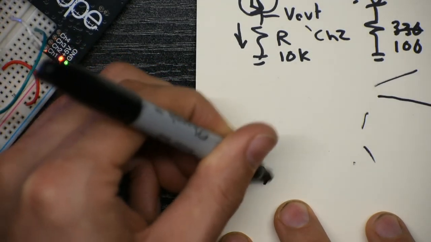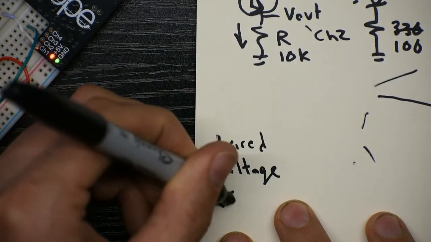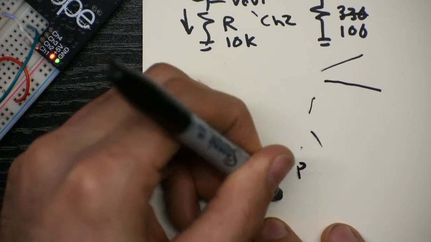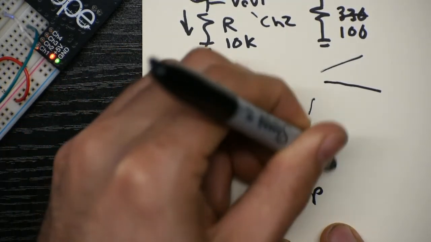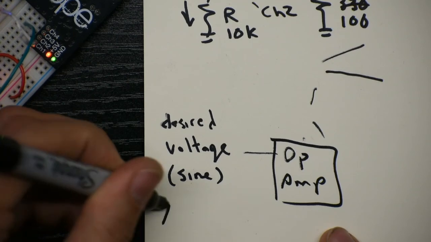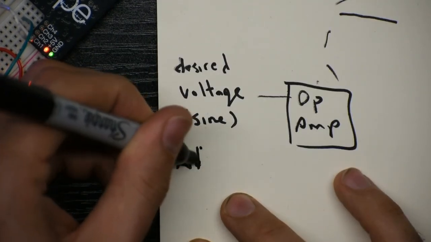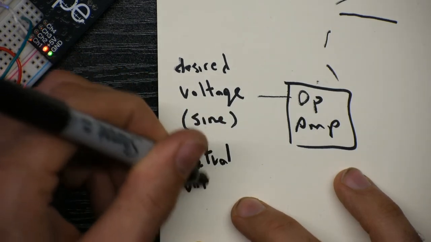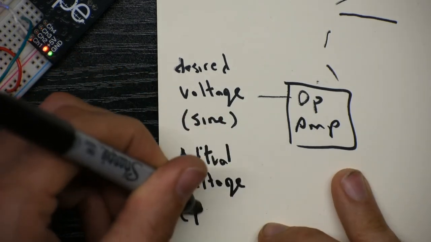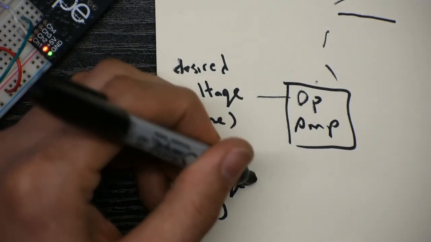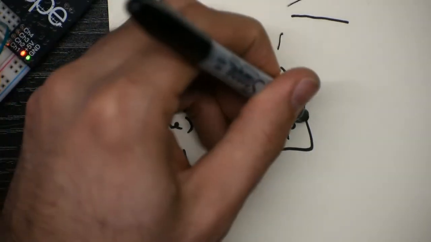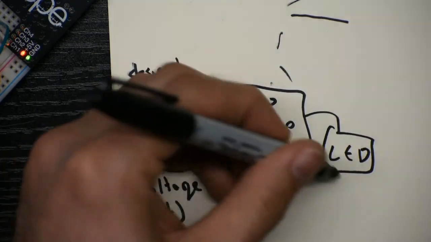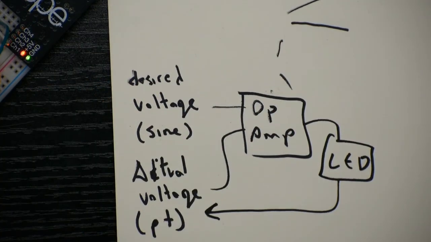So as a block diagram, we're going to have our, we'll call it desired voltage, which is our sine wave. That's one input to our op amp. We'll have the actual voltage, this is the phototransistor voltage. That will also go to the op amp. The op amp will control the LED, and the LED, of course, is pointed at the phototransistor.